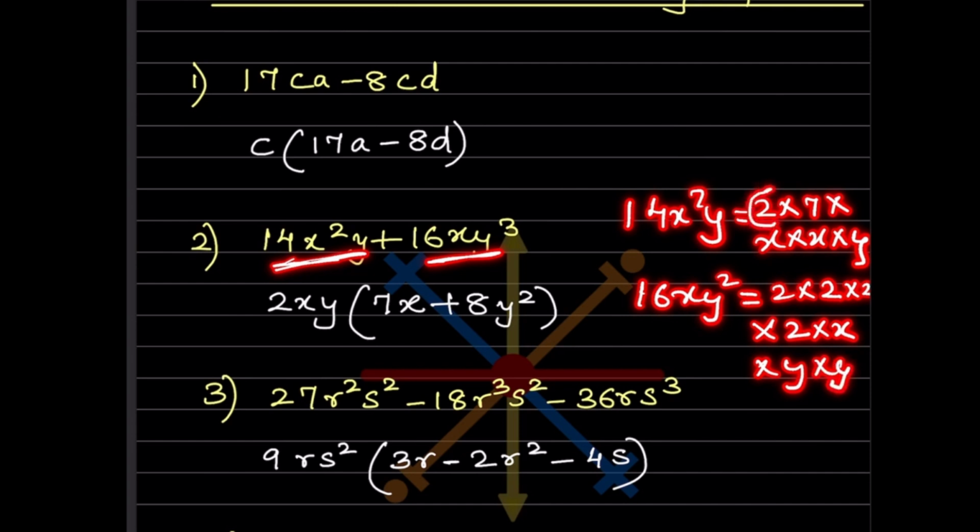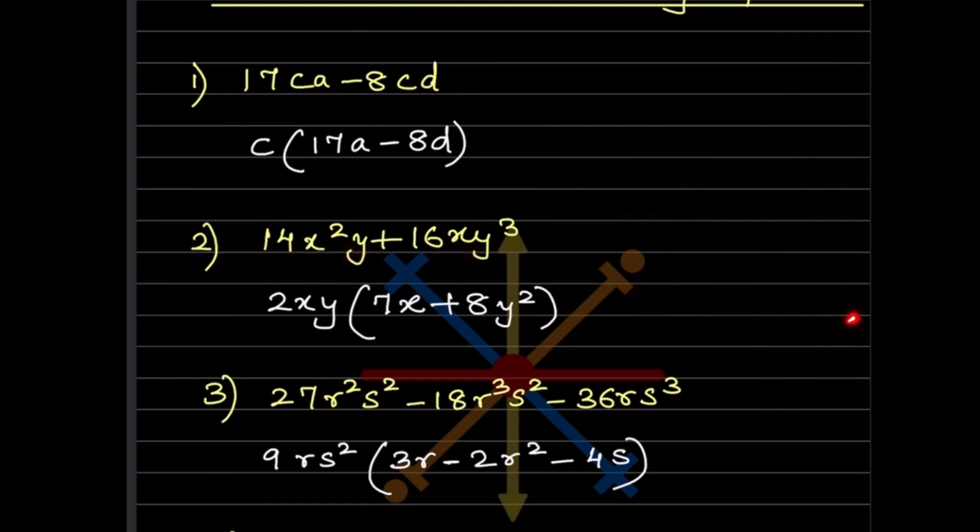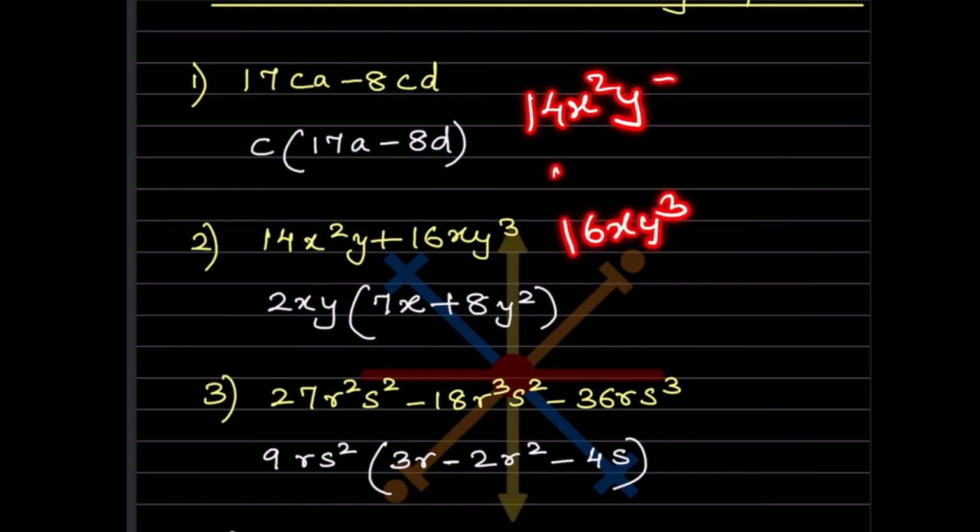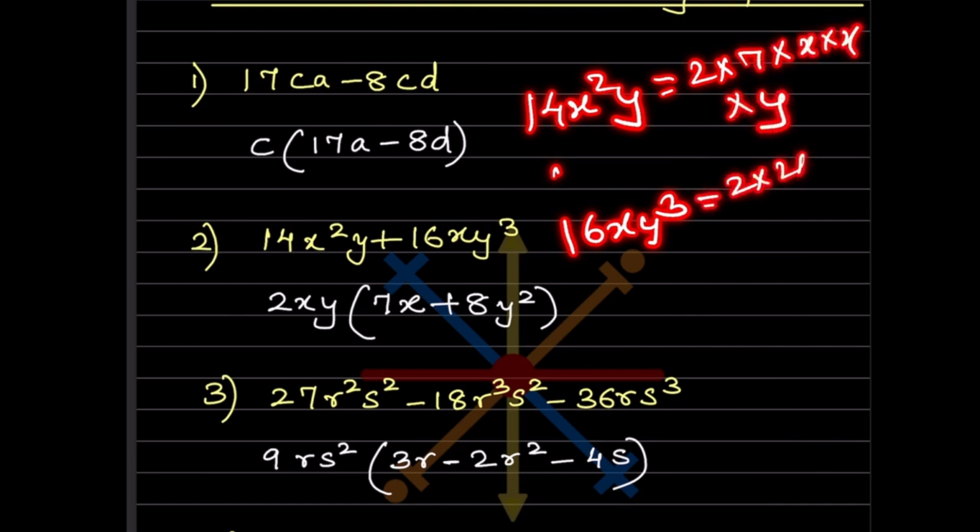So what will you do? Here is 2, that is one group. So now what you can see here is x, here is x. Sorry for that, so I'll write it again. So here, that is here 16xy cube. So that will be 2 into 7 into x into y. And this will be 2 into 2 into 2 into 2 into x into y into y.